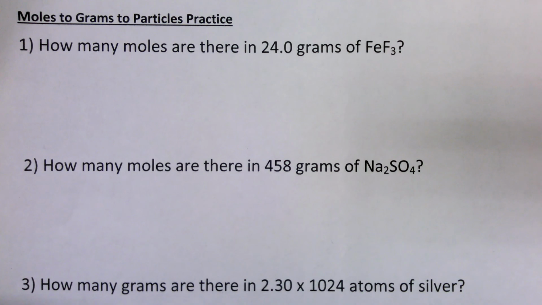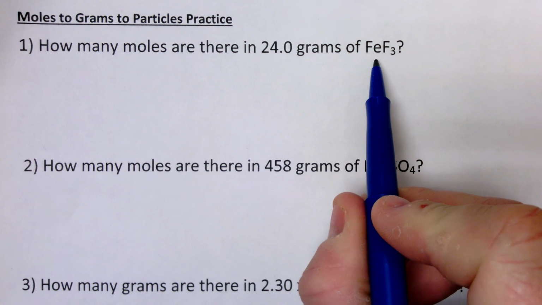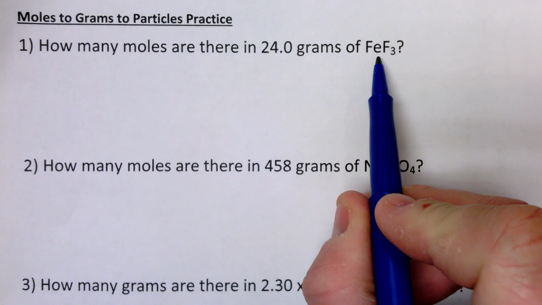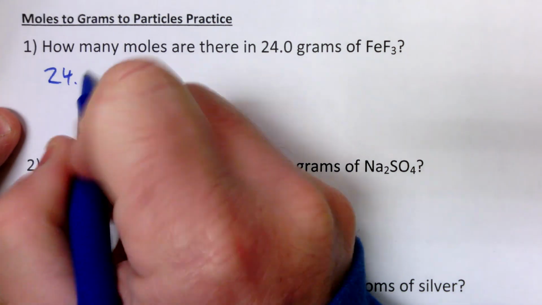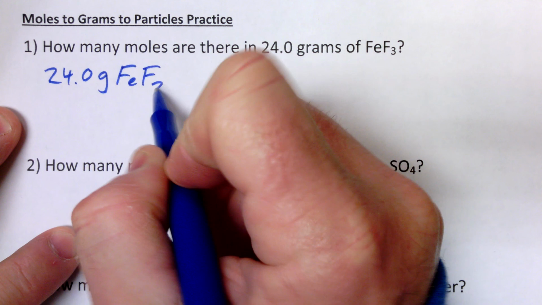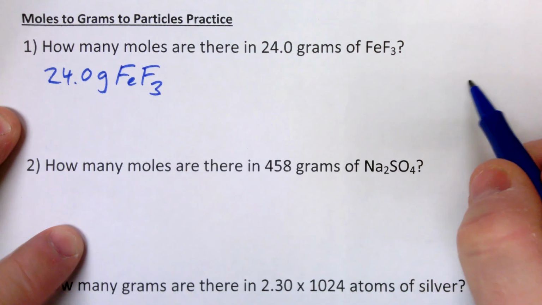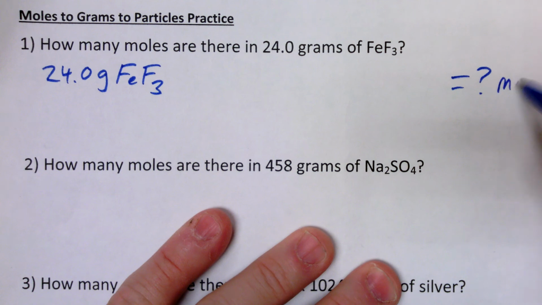Okay, so let's take a look at the solutions to these conversion problems from moles to grams to particles. How many moles are there in 24 grams of iron 3 fluoride? Always start off with writing what we are given. We are given 24.0 grams of iron 3 fluoride. I'm going to leave myself some space. I'm going to come over here and say, well, how many moles of iron 3 fluoride would that be?